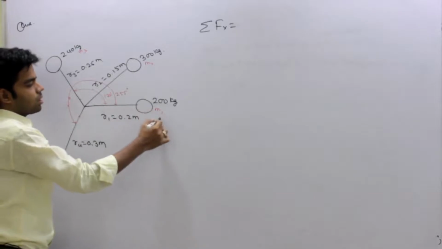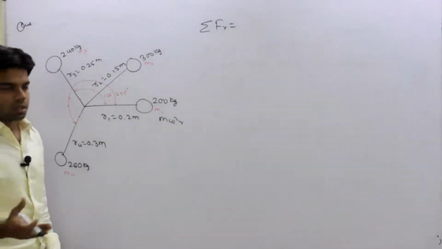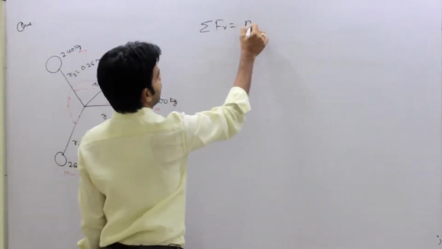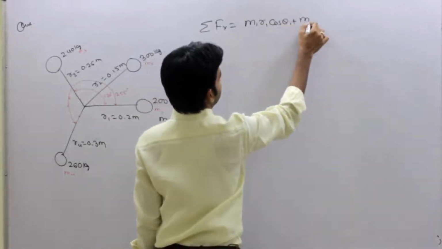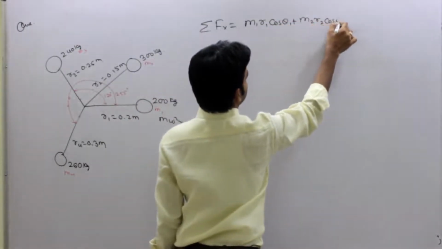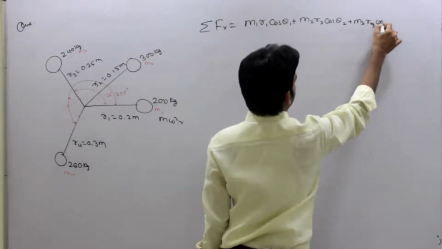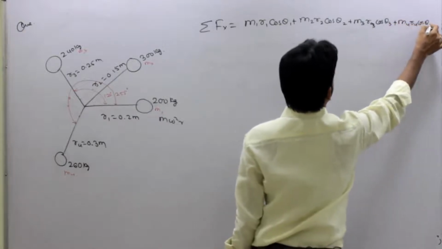M omega square r. Omega square is taken as common, so this will be equal to m1 r1 cos theta 1 plus m2 r2 cos theta 2 plus m3 r3 cos theta 3 plus m4 r4 cos theta 4. Getting this?